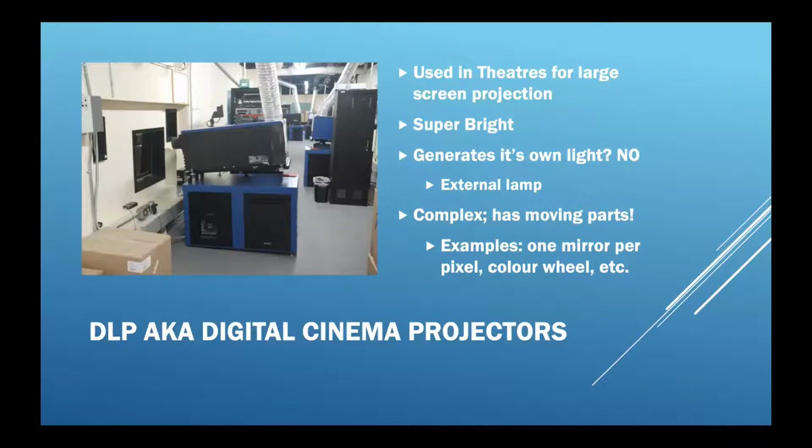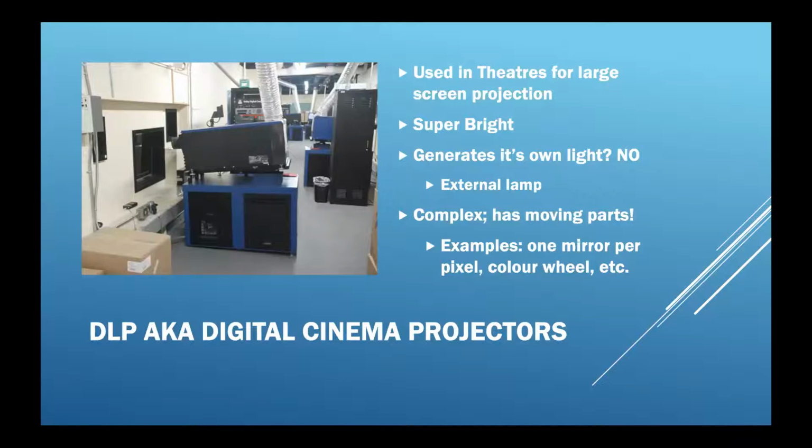DLP projectors, digital light projectors, also called digital cinema projectors. These use gigantic lamps like xenon and halogen lamps to get extremely high light levels, which you need for a theater. They're super bright. They don't generate their own light because of the lamp. You can see here, this one has a vent fan coming out of it because it is so hot because of the lamp.